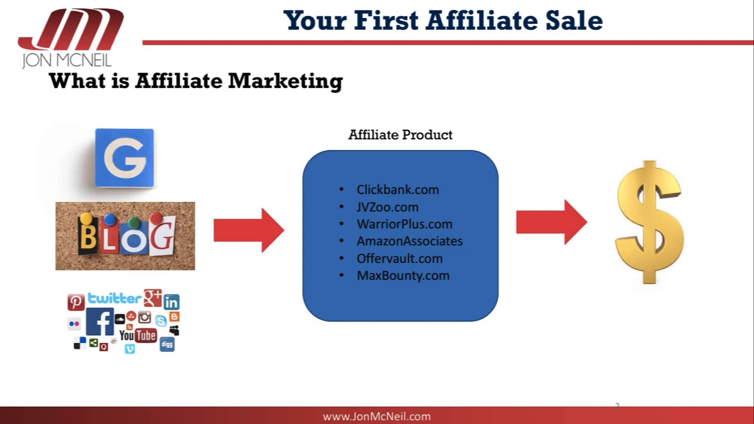Now, there's tons of affiliate products out there. There's networks like Clickbank.com, JVZoo.com, WarriorPlus.com. You have Amazon Associates. You have CPA networks like OfferVault.com and MaxBounty.com. So these are all different places, and there's hundreds of these networks and affiliate products that you can sell.